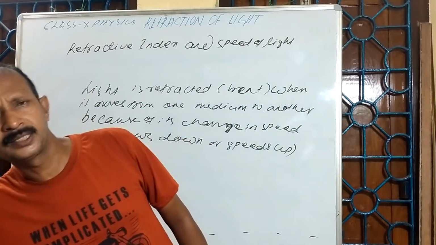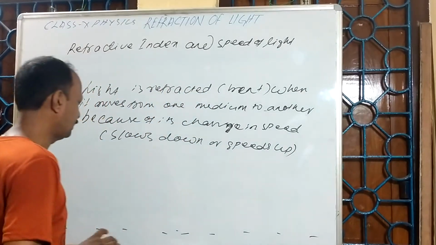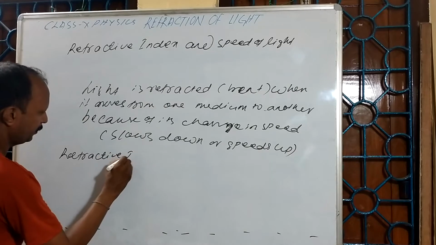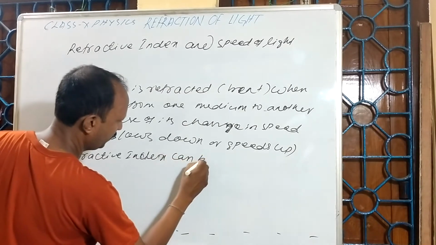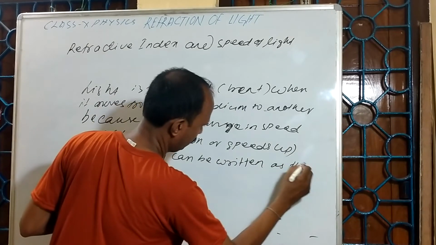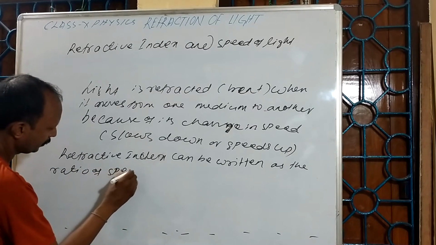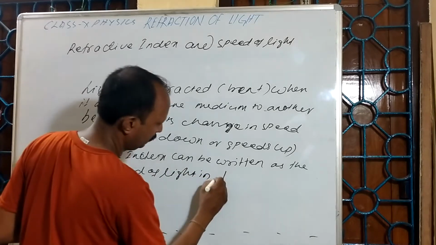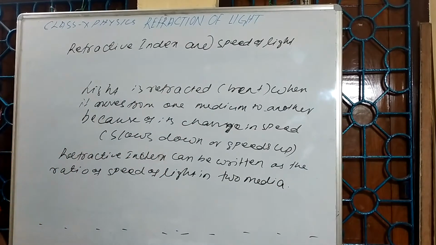So the refractive index can be written as the ratio of a speed of light. So I can say that refractive index can be written as the ratio of speed of light in two media. Just you see.